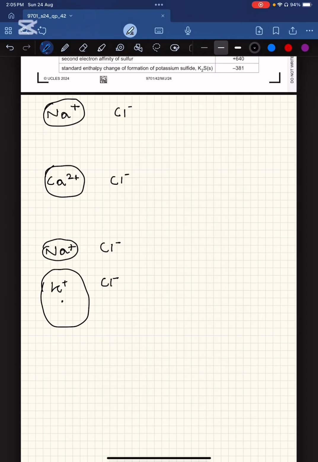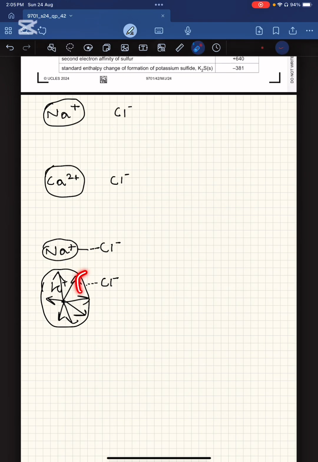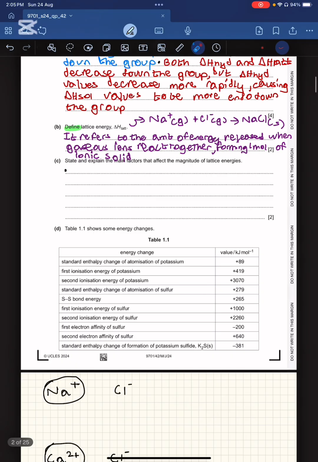In the case of potassium, it has a bigger size. Charge is spread over a larger area. So attracting the chloride ion would be difficult, which means that weaker ionic bonds are formed. If weaker ionic bonds are formed, then less energy is released. If less energy is released, which obviously means lesser lattice enthalpy or lattice energy. So we need to state and explain the main factors that affect the magnitude of lattice energy. The first one would be the charge on the ion.